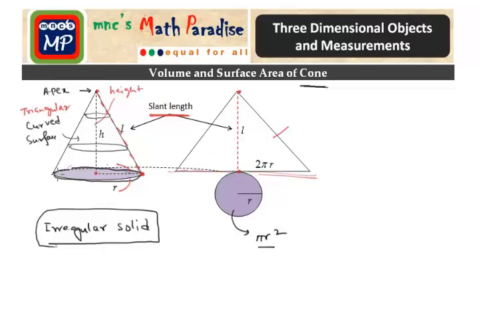The height of this triangular curved face will be L, and its base will be the total circumference of the circular base, which is 2 pi r. So this curved face is a triangle with base 2 pi r and height equal to the slant length L. Its area is half times base times height, which is half times 2 pi r times L. The 2 cancels and we have pi r L. So the cone has two faces: the circular face with area pi r square, and the triangular curved face with area pi r L.